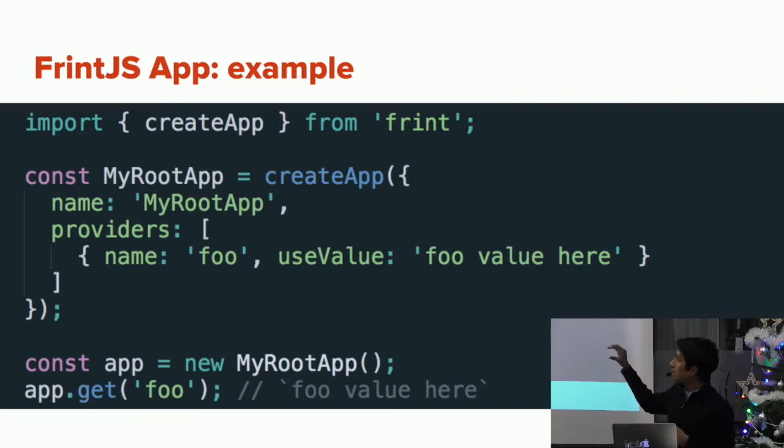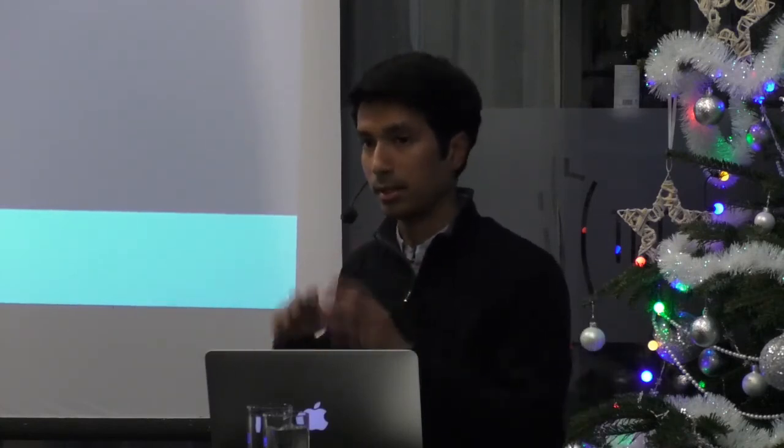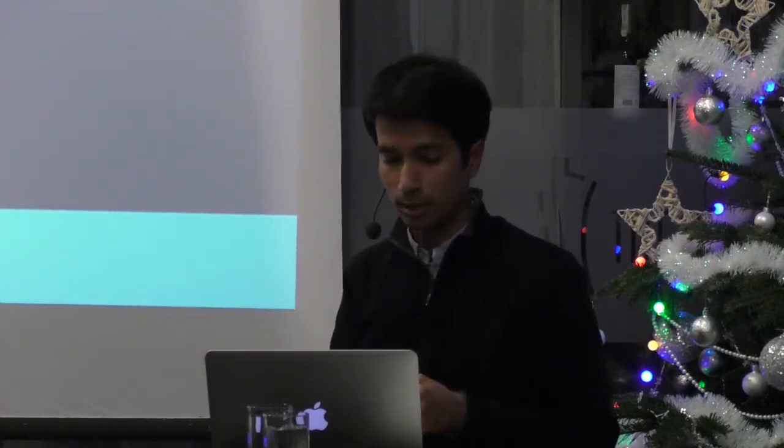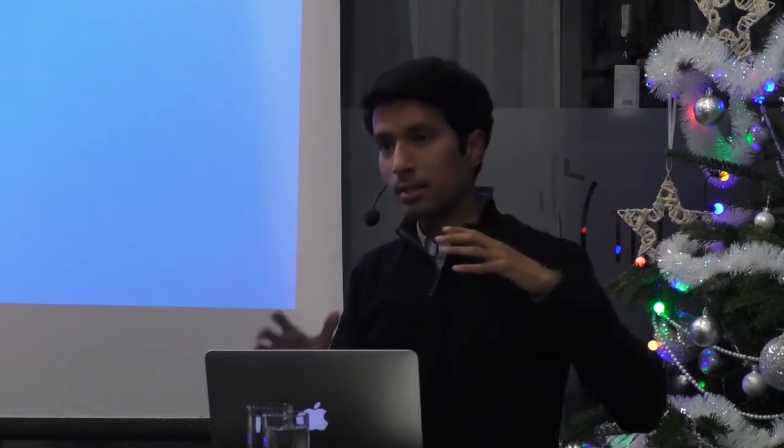So now that the class is defined, I can instantiate it, and now I have an app constant, which is the instance of my app class. And once it is alive, it's already executed, I can get the value of foo by doing app.getFoo. That's basically the core. There's not much more than this. But that's just the Frint layer.